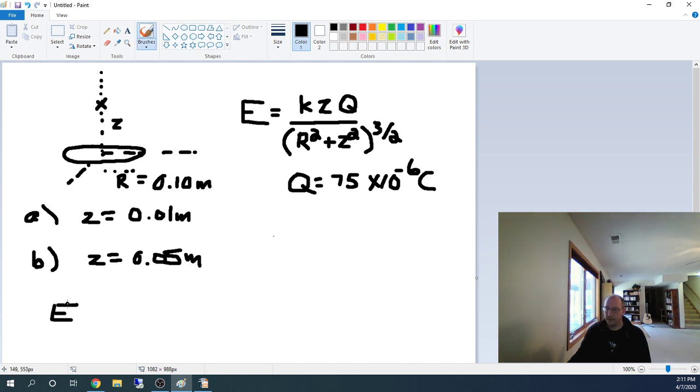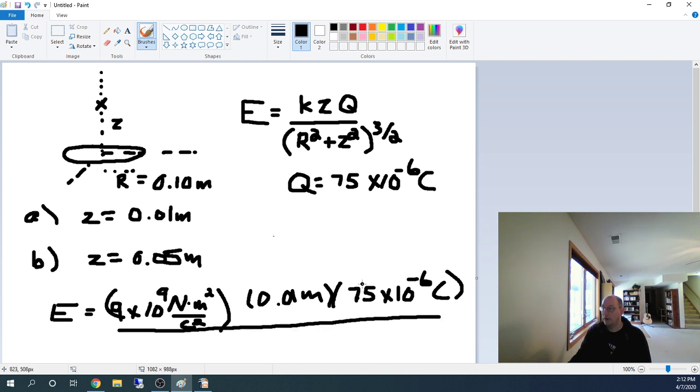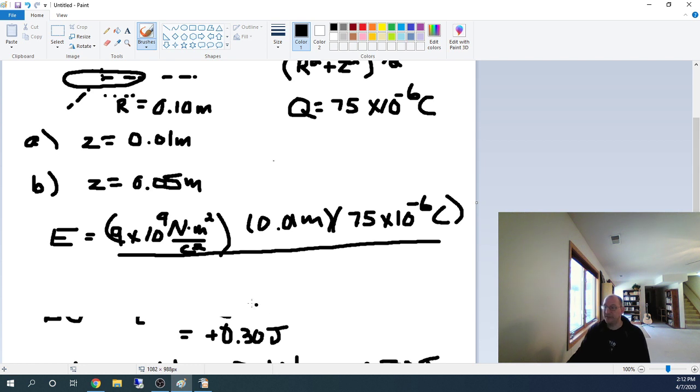The magnitude of it at least is going to be, so K is 9 times 10 to the 9th, that'll be Newton meters squared per Coulomb squared. So there's K. Z, in this case, is 0.01 meters. Q, 75 times 10 to the minus 6 coulombs. And then underneath it all, we have R squared plus Z squared to the 3/2 power.